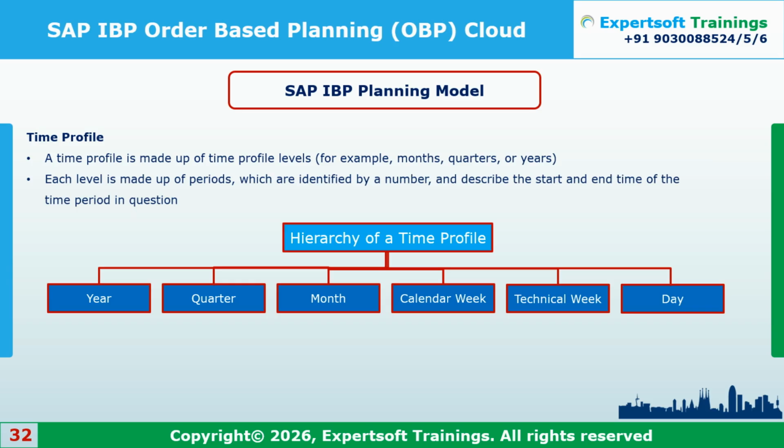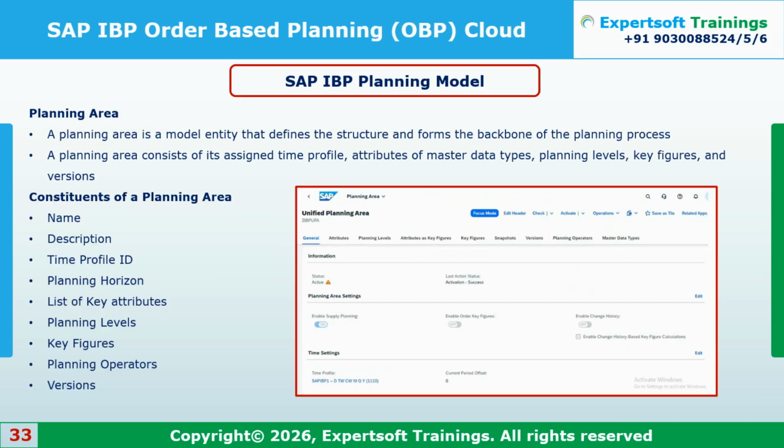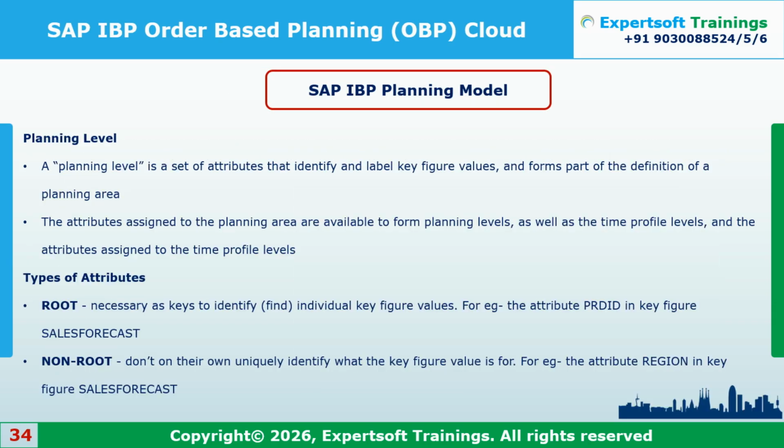So now with the help of this time profile and the master data, you will create a structure called planning area. In this planning area, you will have the list of attributes for the respective master data and the respective time profile. Now with the help of attributes, you will define a level to define your transactional data. That level we call a planning level. The planning level is a combination of those attributes and the time.